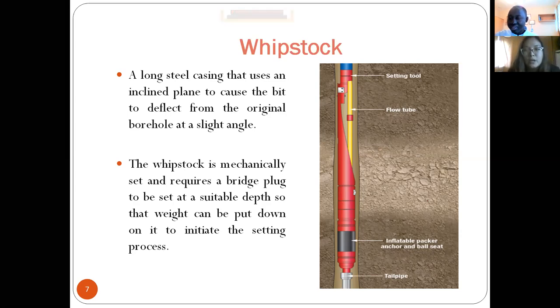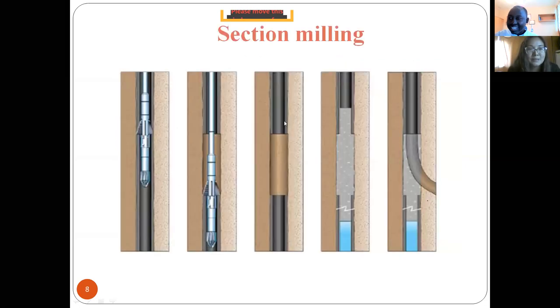I have my question, Mohammed. Before you told that sidetrack well saves costs, how many times does horizontal sidetrack drilling save cost? In how many times?